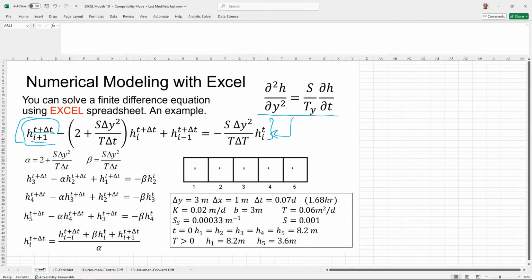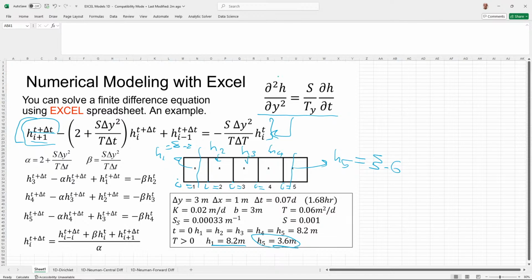and in time. So space, this is like i is equal to 1, i is equal to 2, i is equal to 3, i is equal to 4, i is equal to 5. So here head is already known as a boundary. So that's your boundary condition. Your boundary condition here is giving 8.2. So head here, H1, is 8.2. And head here, your second boundary condition, H5, is equal to 3.6. Now my question to you: what are H2, H3, and H4?